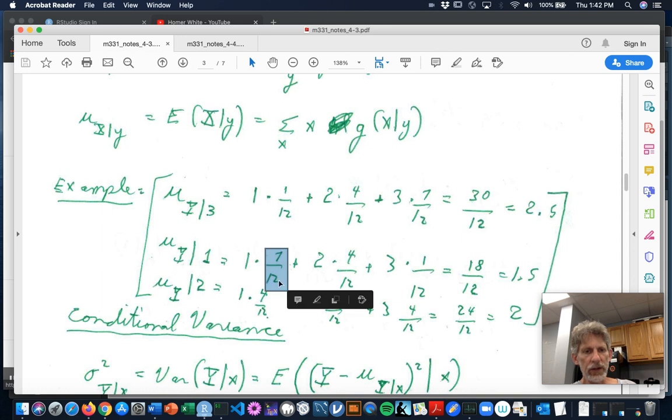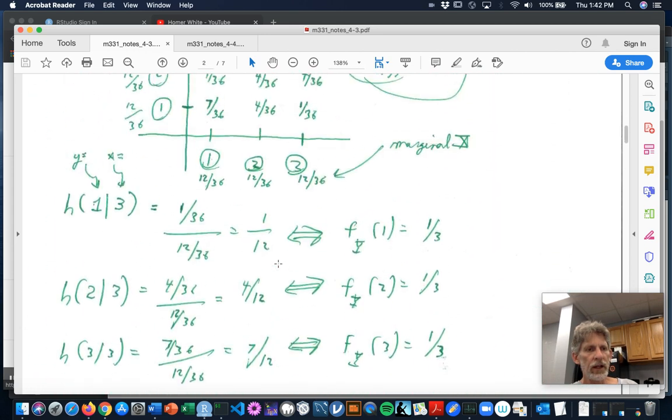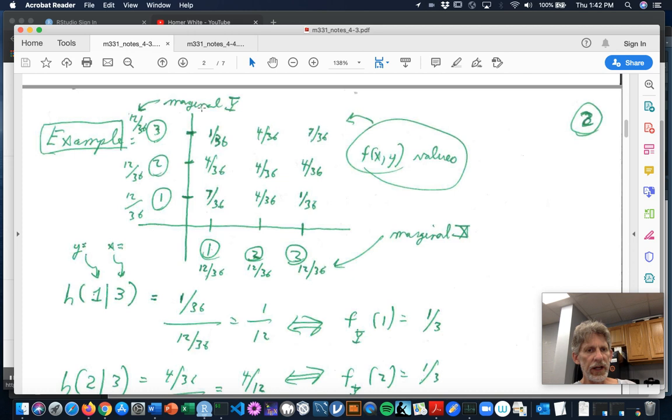So how do I know the conditional chance for y to be 1, given that x is 1, is 7/12? Well, that would be the chance that x and y are both 1, which is 7/36, divided by the chance that x is 1, which is 12 over 36. Divide, and you'll get 7 over 12.